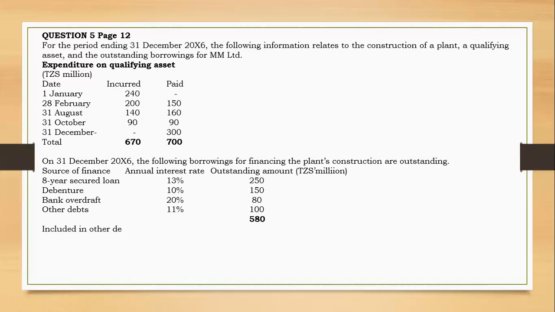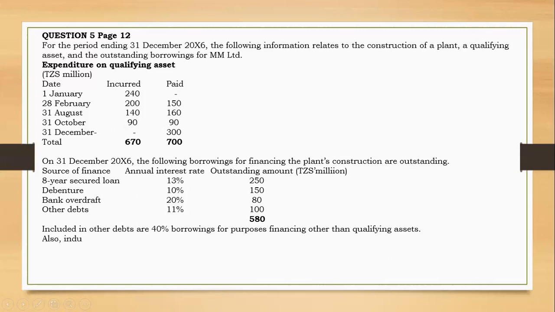All right, we're told included in other debts are 40% borrowings for purposes of financing other than qualifying assets. Now, I think you see this one. 40% of these other debts, that is 100 million times 40%, that is 40 million, is for financing other assets rather than qualifying assets. So it's obvious that they should not be involved when computing borrowing costs eligible for capitalization.